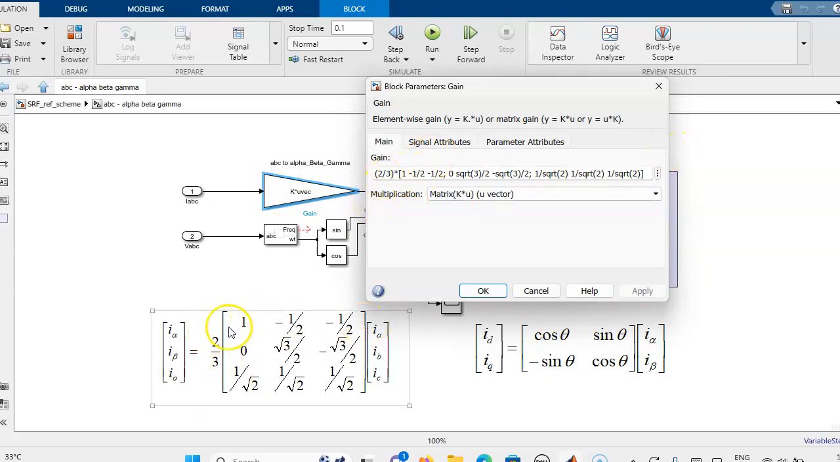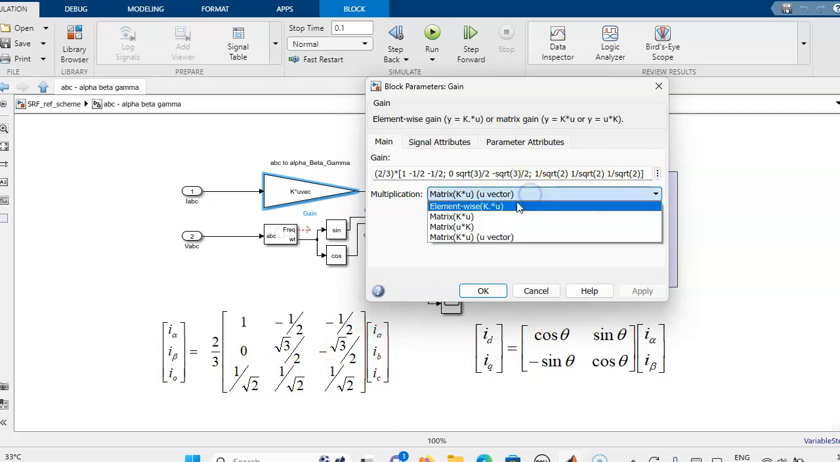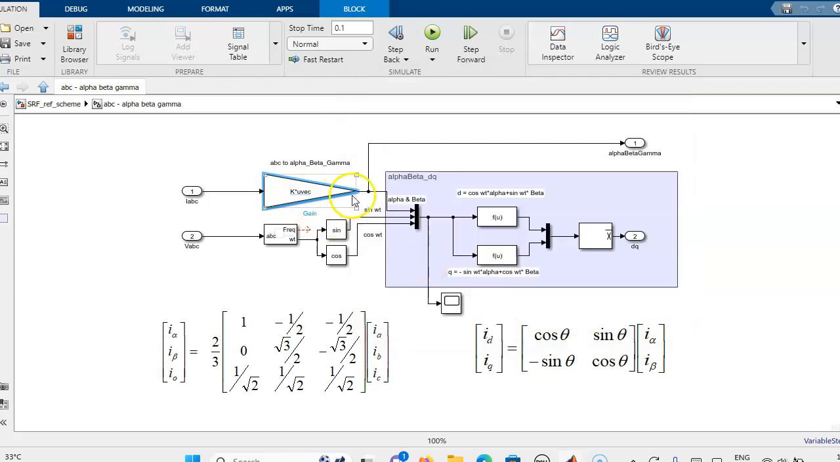Inside this bracket we are giving the first row with the space, and then the second row. The first row was given in terms of semicolon. Then again the second row we have taken with the space, then semicolon, then the third row we have entered. So here the multiplication, by default, will be element-wise. We have to take it as a matrix K star U vector, that we have to select so that it will perform.